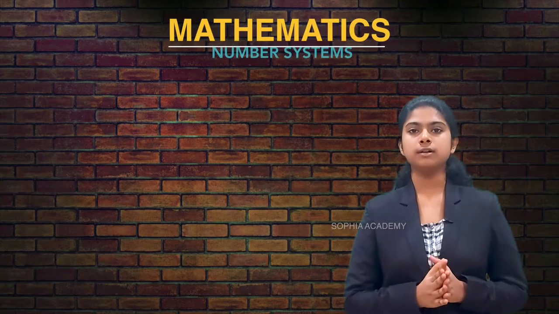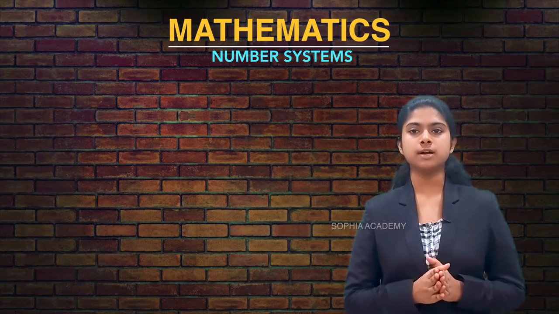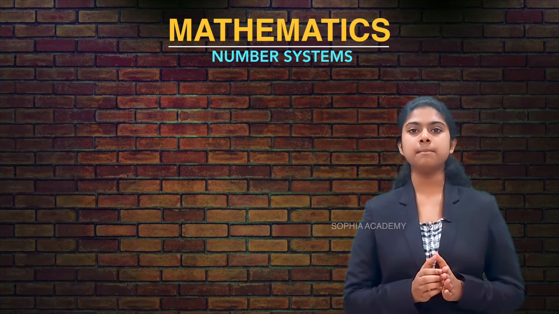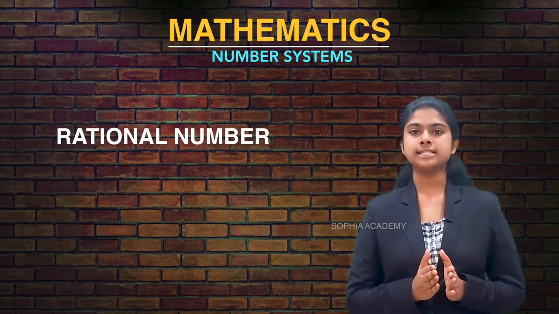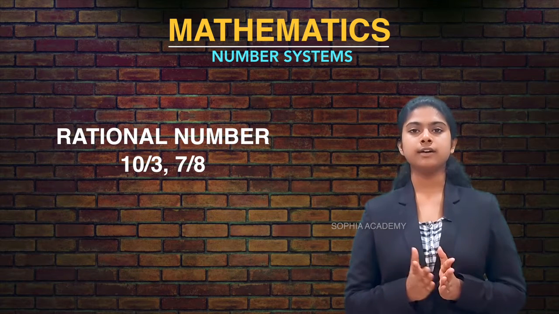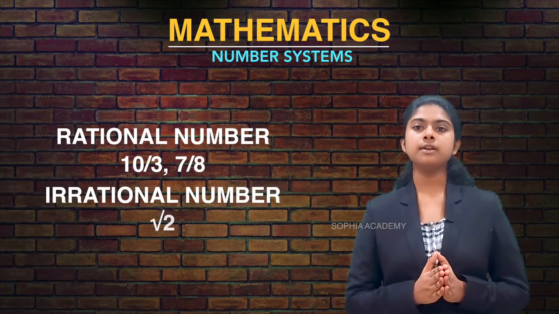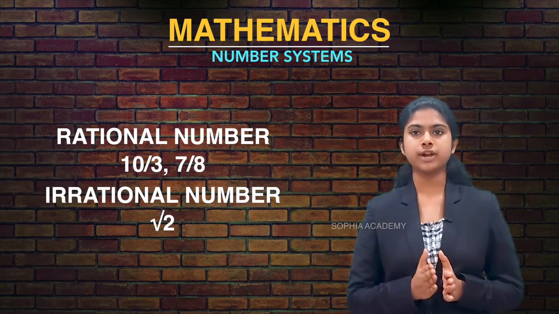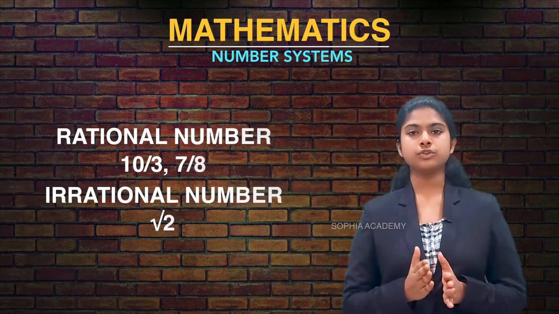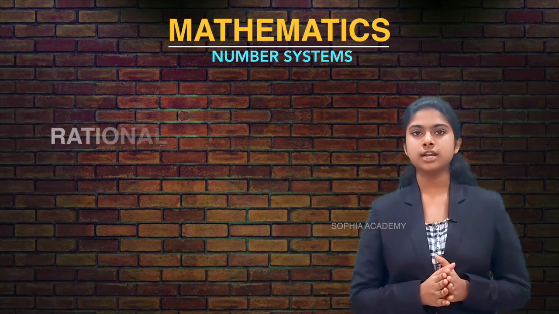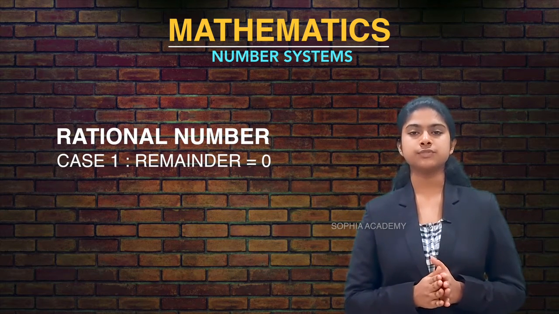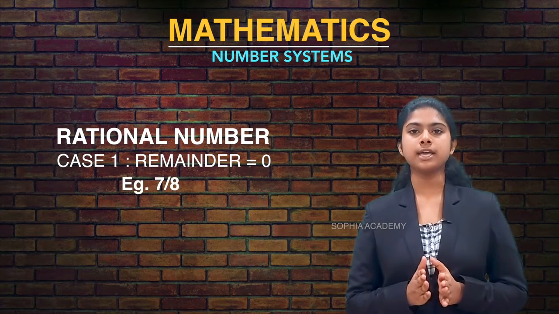The real numbers, both rational numbers and irrational numbers, can be represented in decimal form. For example, a rational number like 10 by 3 or 7 by 8, or an irrational number like √2, can be represented in decimal form. There are three different cases for conversion to decimal form. For rational numbers, case 1, the remainder becomes 0. For example, 7 divided by 8.